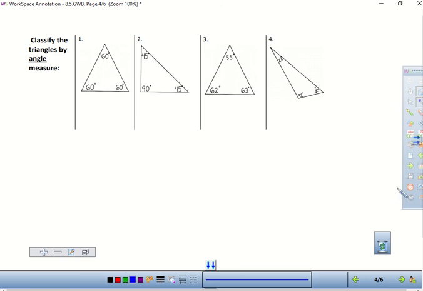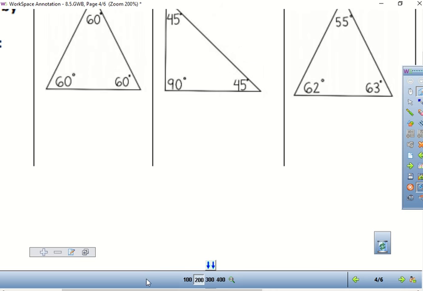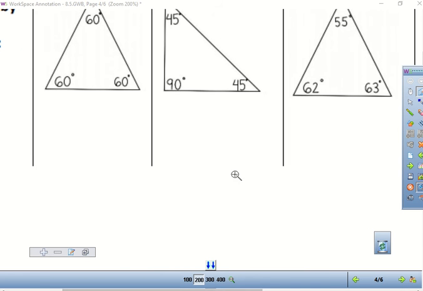So, now we're going to go ahead and we're going to classify these triangles by their angle measure. Okay? We're going to classify.